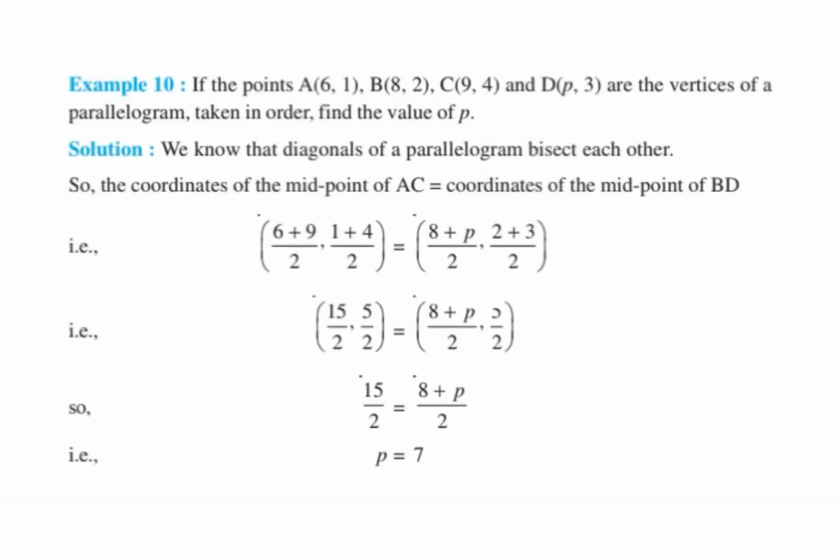Considering points A and C, we will get ((6 + 9)/2, (1 + 4)/2). And considering B and D, we will get ((8 + P)/2, (2 + 3)/2). Now coordinates of the midpoint of AC and BD are the same. So when equating, we get ((6 + 9)/2, (1 + 4)/2) is equal to ((8 + P)/2, (2 + 3)/2). That is (15/2, 5/2) is equal to ((8 + P)/2, 5/2). Equating the x coordinate, we will get 15/2 is equal to (8 + P)/2. And on solving, we will get P is equal to 7, which is the required answer.